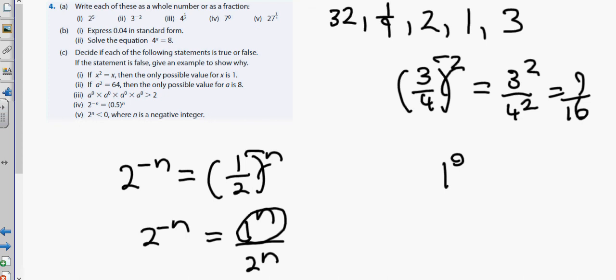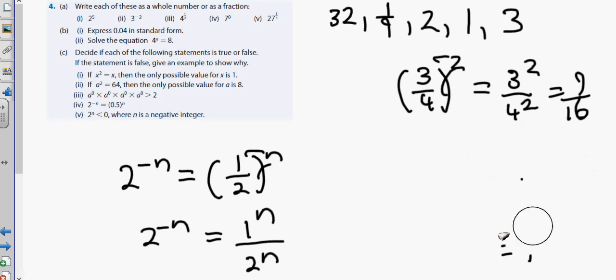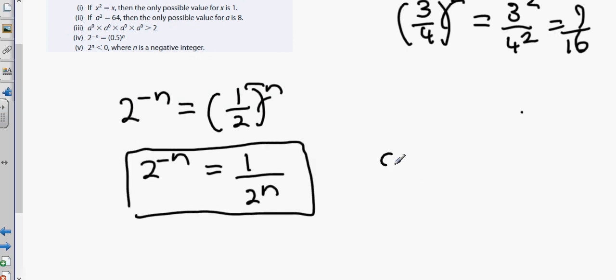Because if it's 1 squared, it's 1. If it's 1 cubed, it's 1. If it's 1 to the power of 1, it's 1. If it's 1 to the power of 0, it's 1. So therefore it has to be the number 1. So we can get rid of the power of n. Now we have 2 to the power of n on the bottom. And this is a rule. So this is actually a rule in the notes that a to the minus x equals 1 over a to the x. Therefore this is true.